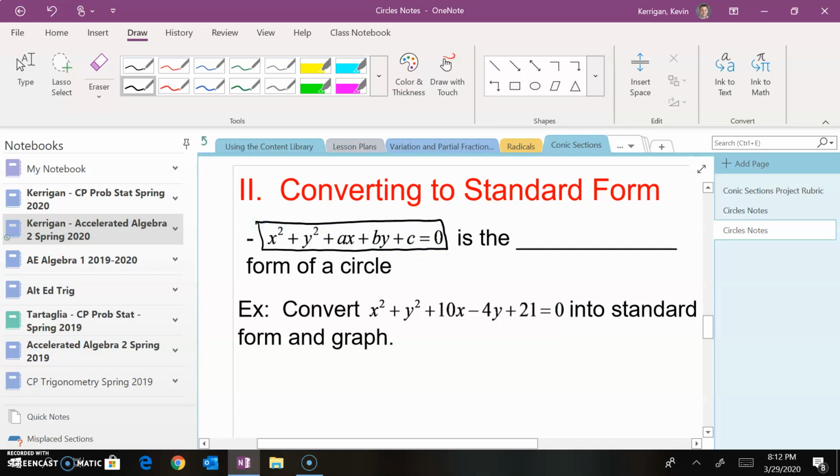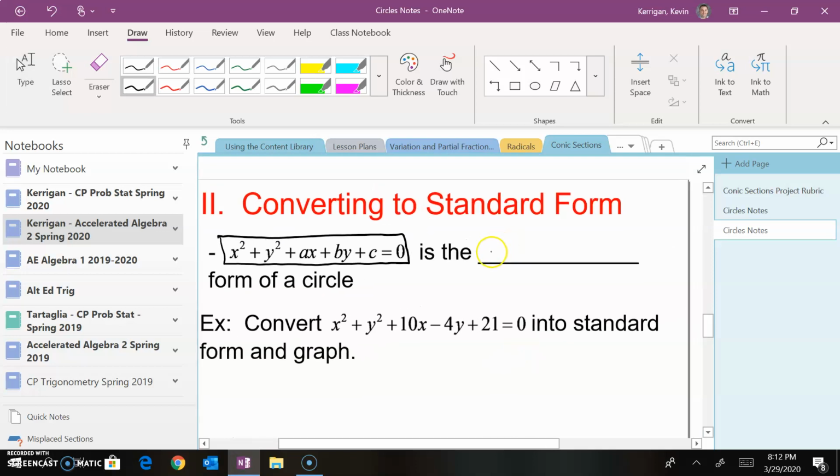The only other form that you can create is this one right here. X squared plus y squared plus ax plus by plus c equals 0. What we call this is the general conic form. Each of the conic sections is going to have a general conic form and also a standard form. The standard form is what you want in order to graph, right?